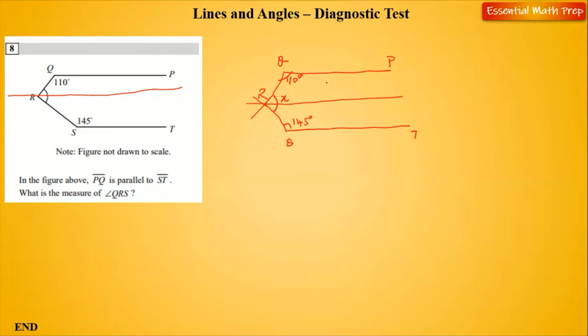Because these two lines are parallel and this line is bisecting these two parallel lines, this angle should be 110. Similarly, this angle should be 145 because they're alternate interior angles, right? Now 110 plus 145 plus x is nothing but 360 degrees, right? So x is 360 minus 110 plus 145. Very simple. So 360 minus 110 plus 145, that's 105.